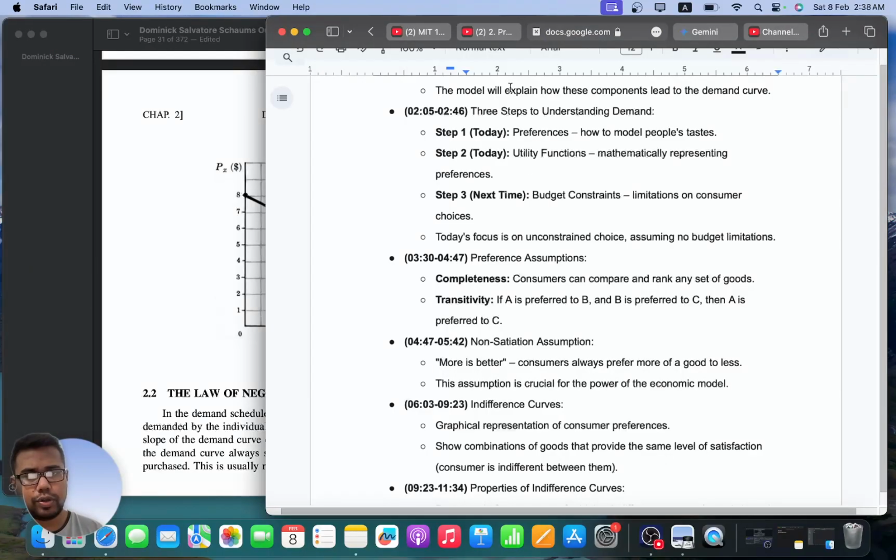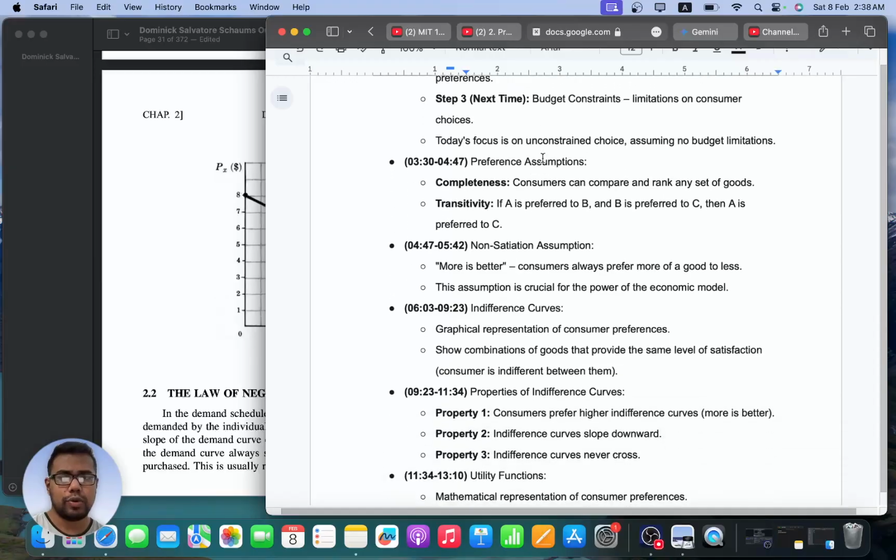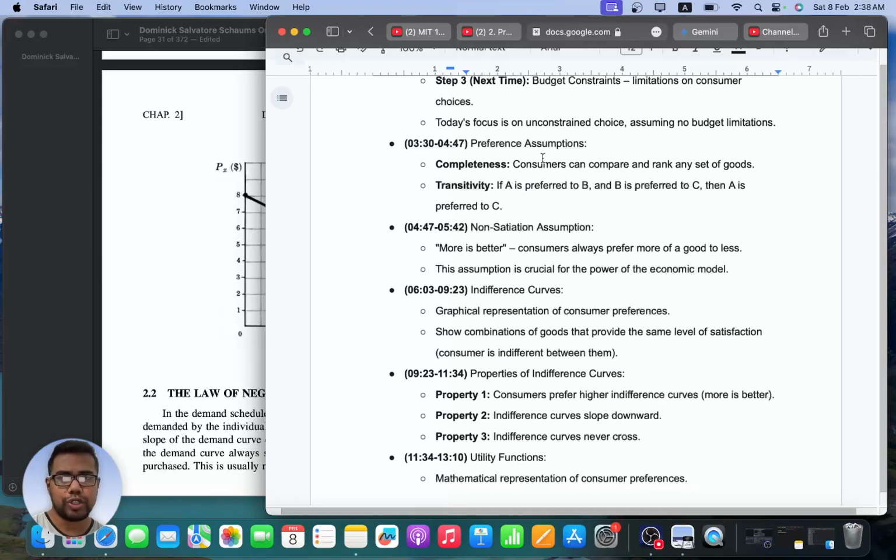So yeah, preferences and utility functions, we are going to learn that, and next time we are going to learn about budget constraints, limitations on consumer choices. Today's focus is on unconstrained choices, assuming no budget limitations. So what we're going to learn today is that we have no budgetary limitations.